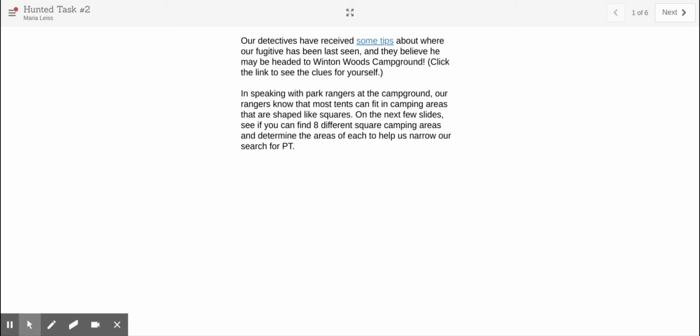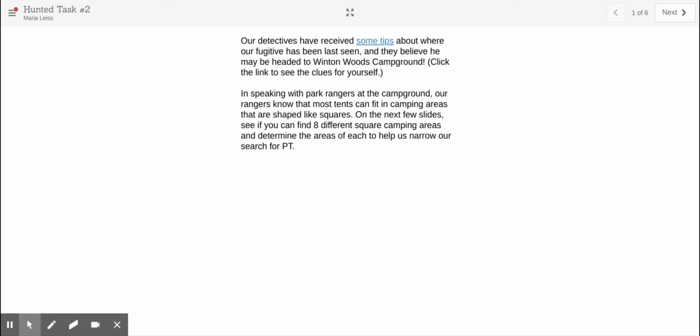Yeah, Winton Woods has a campground. They also have a lake. You can fish in the lake, so he won't need to go to any store to get food. And he can hide in Winton Woods. Winton Woods is pretty big and there are a lot of places to hide. So we have sent our detectives down to the campground, and here's what they found out from talking with our park rangers.